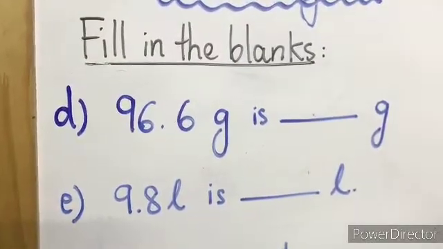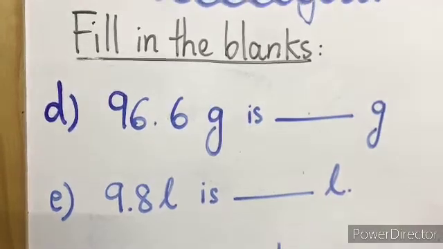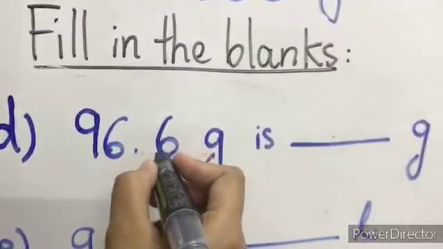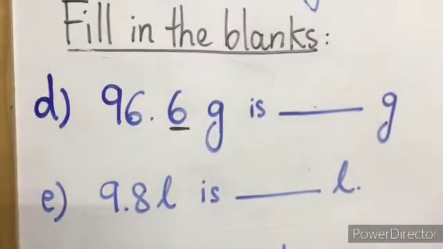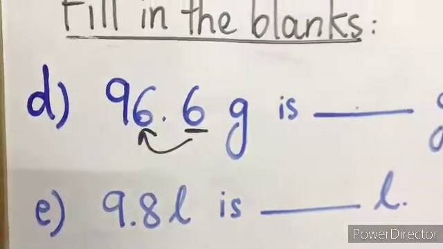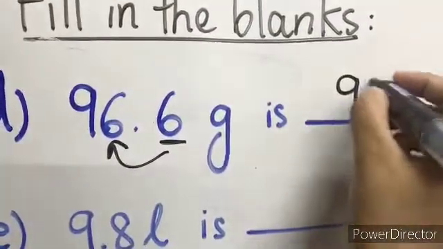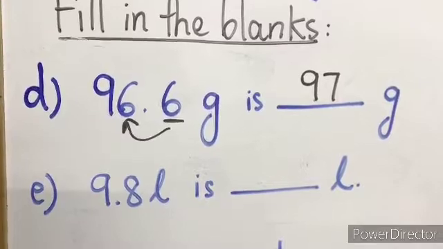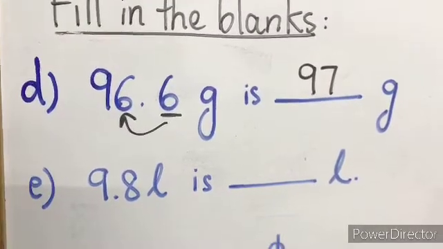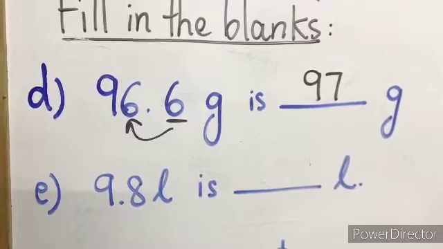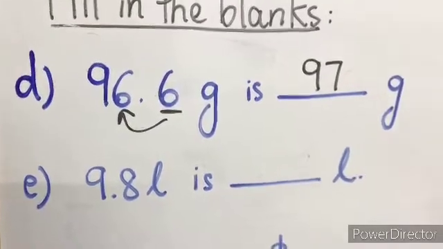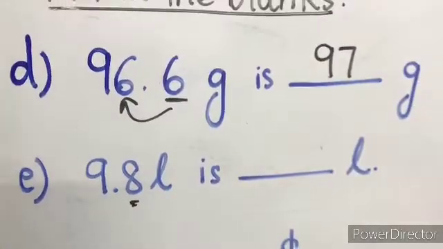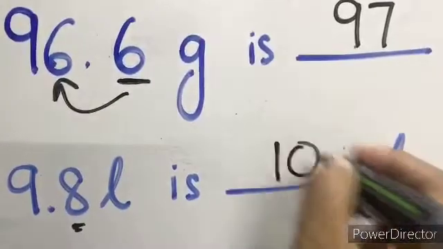Now the next question is 96.6 gram. When you round off 96.6 gram, what will it be? Yes, you will check that it is greater than 5, so you will add 1 to the whole number and it becomes 97 gram. The next question is 9.8 liter. When rounded off, because you know that 8 is greater than 5, you will simply add 1 to the whole number and it becomes 10 liter.